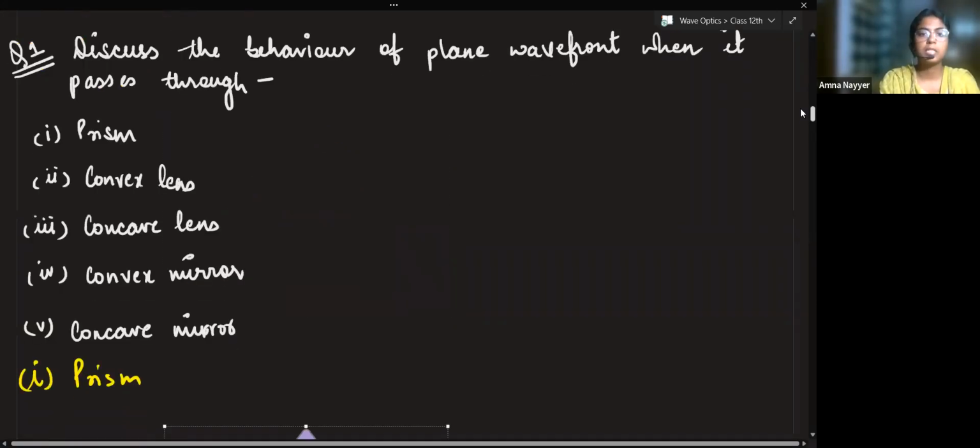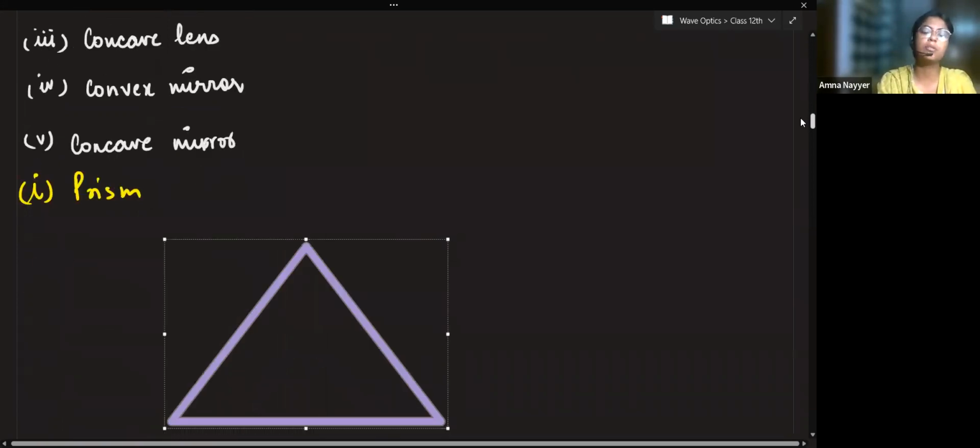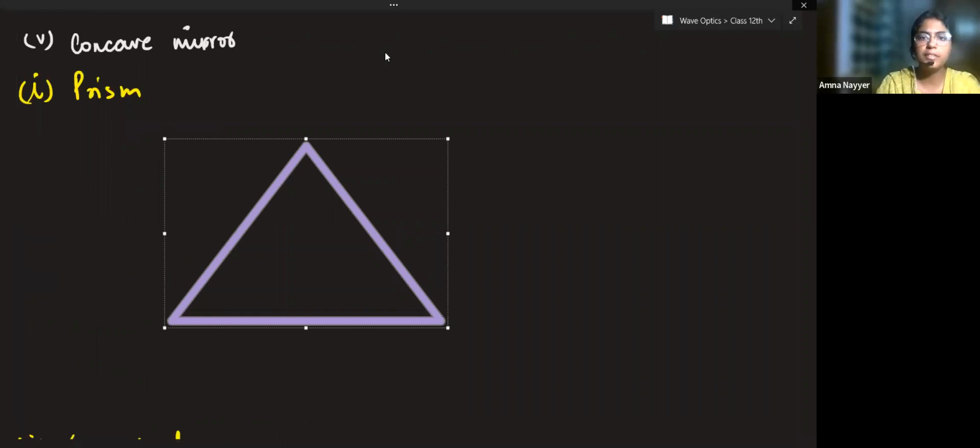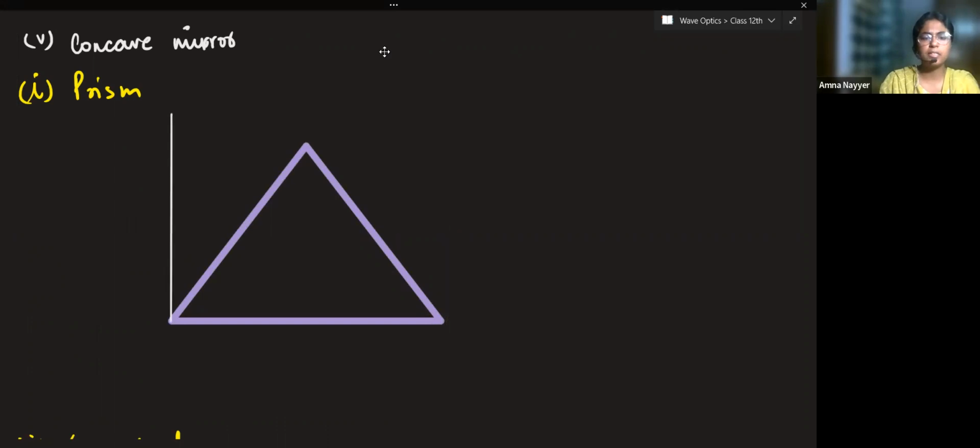Discuss the behavior of plane wavefront. Okay, so it means now you are given a plane wavefront. So let's draw a plane wavefront first. Plane wavefront means, let's say this is a plane wavefront. I'm not drawing it in 3D. You can draw it in 2D.